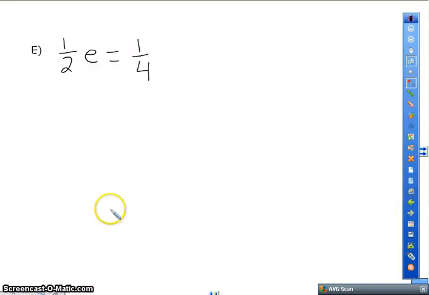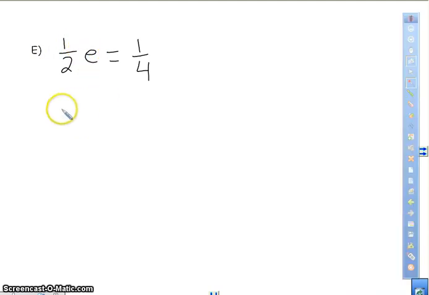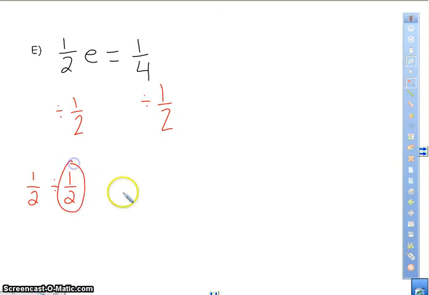And our last one, I'm once again trying to solve for e. I have 1/2 times e equals 1/4. So the opposite of times e is to divide both sides by 1/2. Now when I take 1/2 divided by 1/2, remember you are flipping and multiplying. So I flip the second number, so it's going to turn into 2/1. Then just flip the second one and multiply.